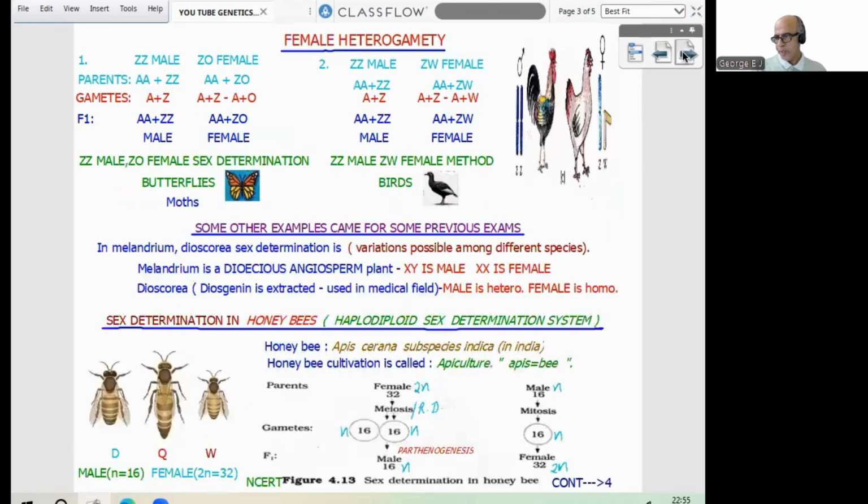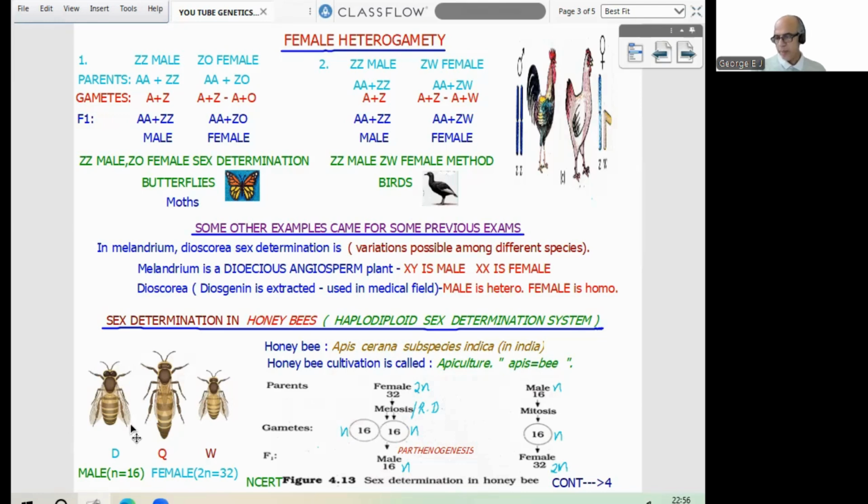Now comes female heterogamety. ZZ male, Z0 female. Example is butterfly and moth. Female heterogamety, so the female will be producing 2 types of gamete. Second is ZZ male, ZW female, and a typical example is birds. This is an NCERT diagram. And some exceptions like Melandrium, Dioscorea. Melandrium, it is XY male, XX female. Dioscorea, the male is heterogametic, female is homogametic. And there will be variation between the species, even in determination.